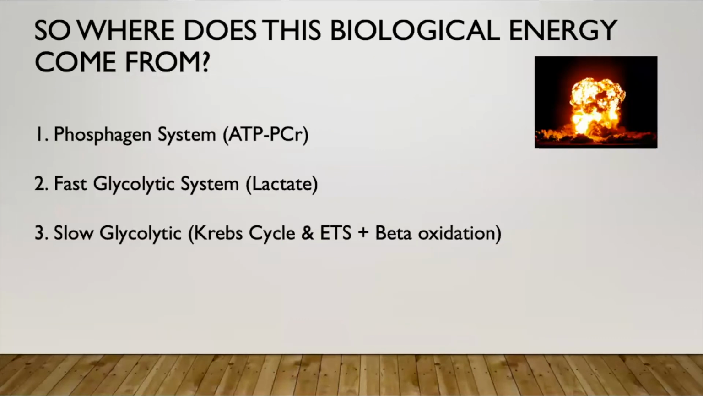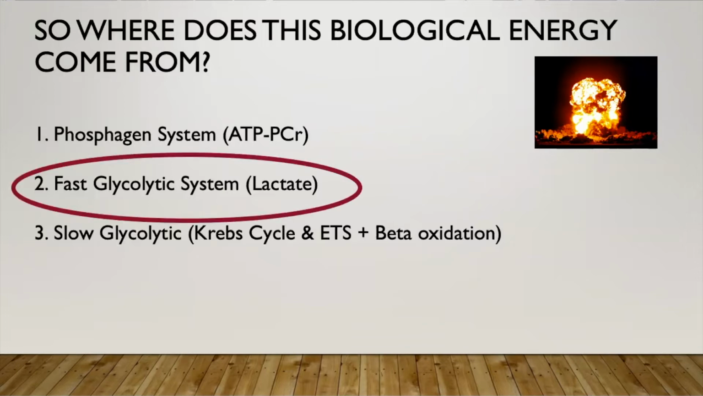So we've looked at this first system that helps to replenish ATP, and that's the phosphagen system. And we've used the analogy of an explosion to talk about how quickly this system can replace it. But the limit is it can't do it for a very long period of time. So we have to have another system that can take over at a slower rate, but still nonetheless replenish the ATP. And that system is known as the fast glycolytic system, or perhaps you've heard it called the lactate system.